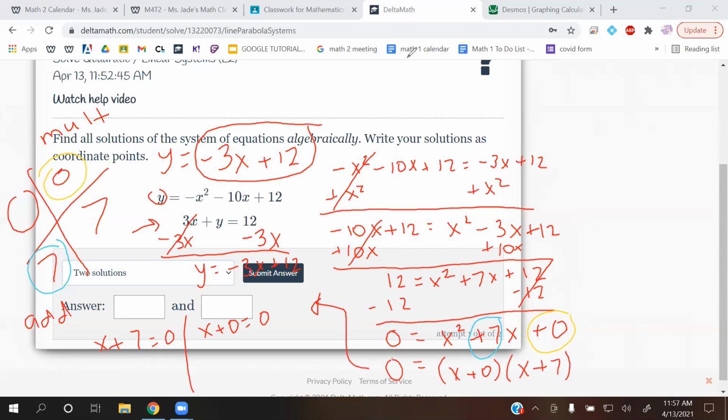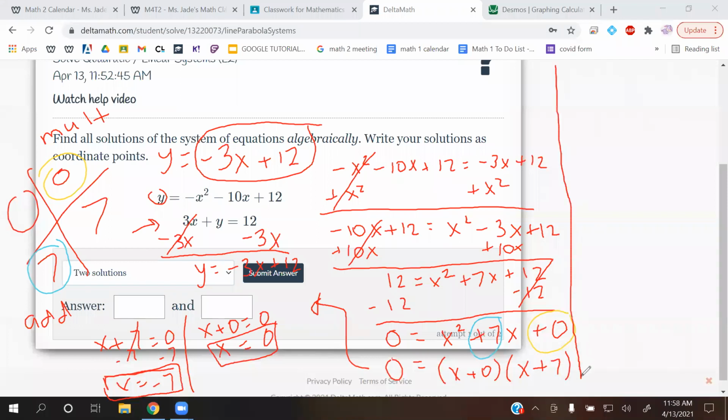Let's do the x plus 7 one first. So we're going to subtract 7. Those cancel out. X equals negative 7. This one, x plus 0 is just x. So x is equal to 0 for this one, and x is equal to negative 7 for that one. Are there any questions up until here before we get our y values? All right, so we got our x values.